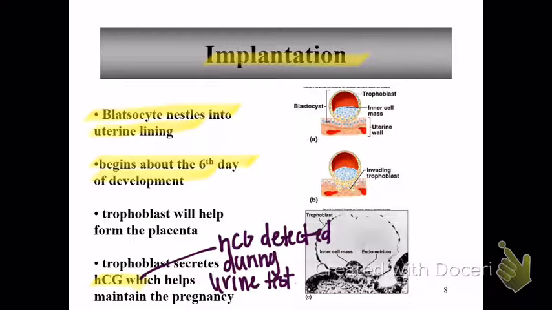I'm at home. Okay, so HCG is detected during that pregnancy test. Okay, so lots you want to know from this slide. The blastocyst is what implants on the 6th day. And HCG is detected in pregnancy. So that's what's in the test from Walmart or Walgreens, whatever.